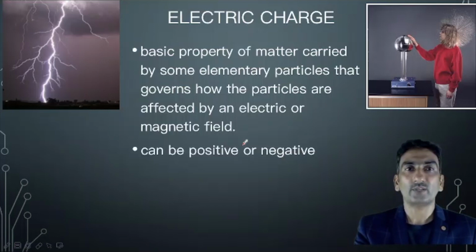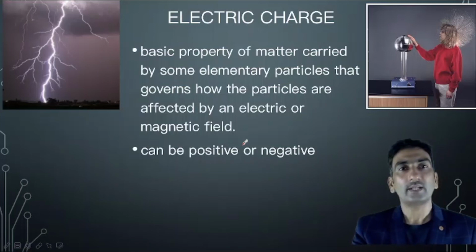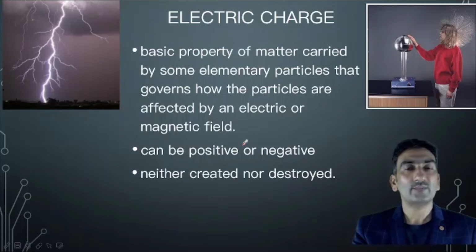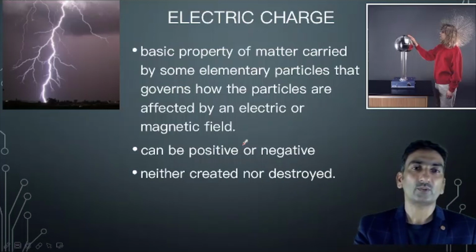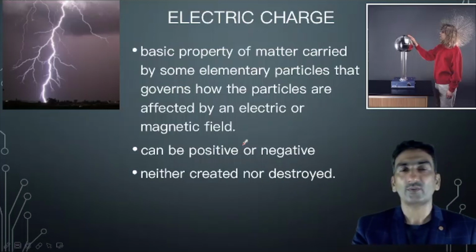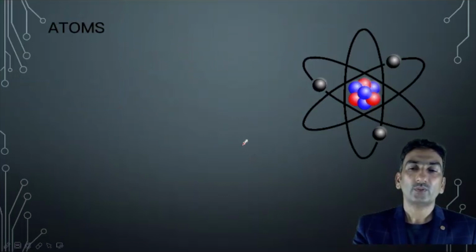The second point for the electric charge is that electric charge can be positive or negative. And the same way as the conservation of mass, it also follows the conservation of electric charge. Charge can neither be created nor destroyed. All right.